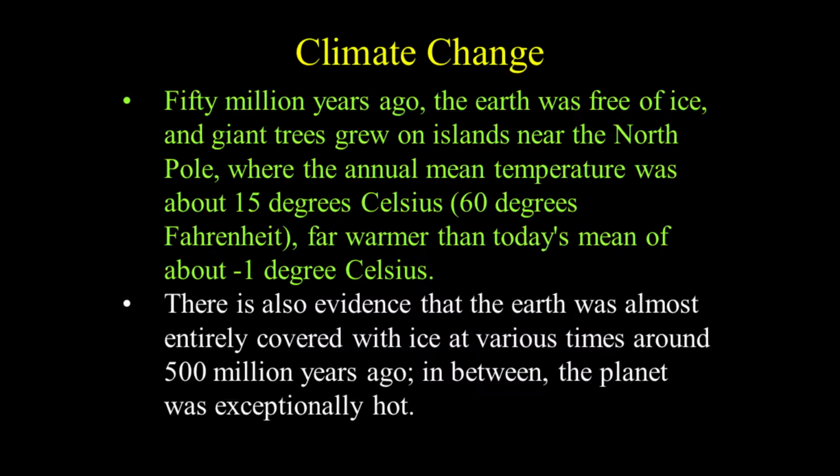There is also evidence that the Earth was almost entirely covered with ice at various times around 500 million years ago. In between, the planet was exceptionally hot. These are very large swings in temperature. Climate change. In summary, around 50 million years ago, the Earth was free of ice. The Earth was almost entirely covered with ice at various times around 500 million years ago. These are very large swings in temperatures, large climate changes.